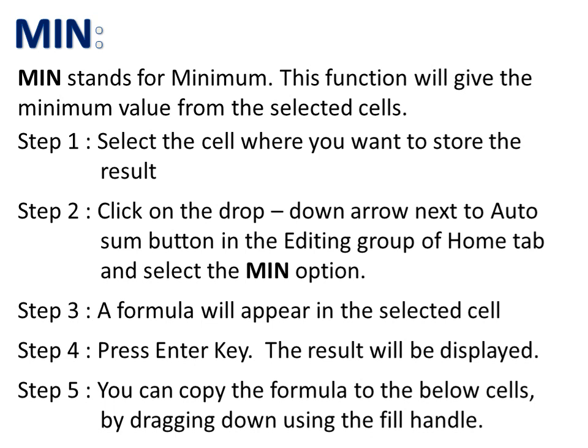Like previous functions, sum, average, maximum, you have to follow the same procedure for using the minimum function. First of all, select the cell where you want to store the result. Second step is click on the drop down arrow next to auto sum button, which is present in the editing group of home tab, and select the min function.